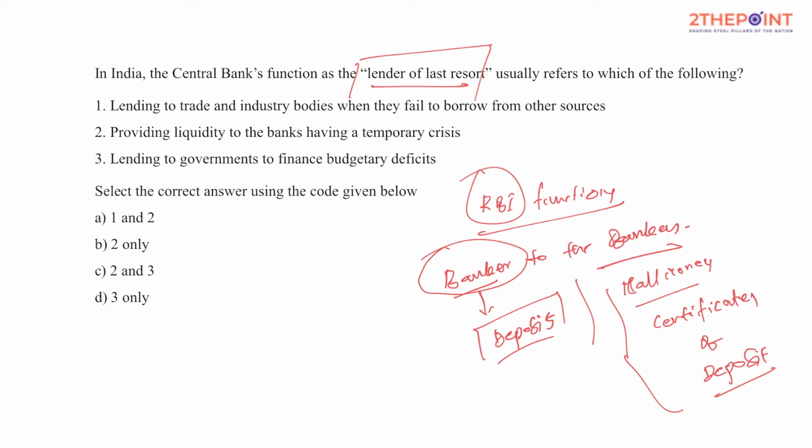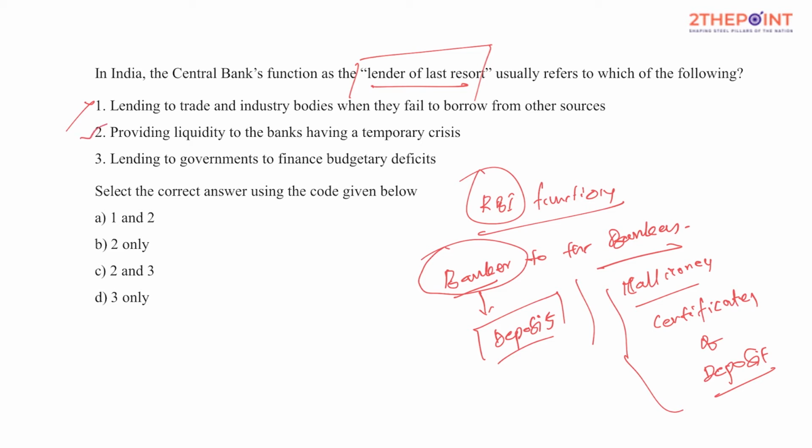Lending to trade and industry bodies when they fail to borrow from other sources, no, RBI doesn't guarantee that in case they fail in the markets. I am with you, no. It's left to the respective people. Providing liquidity to the banks having a temporary crisis, yes.